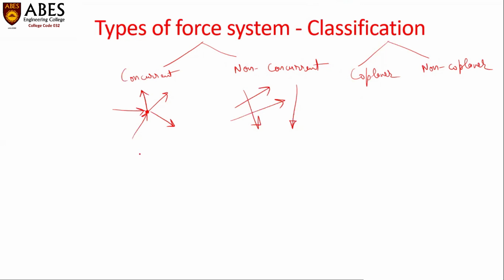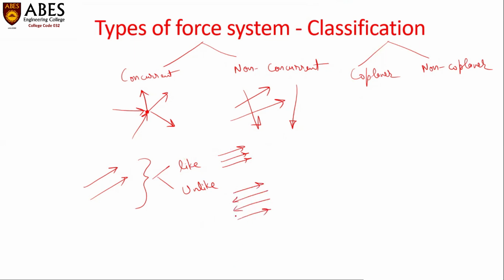One more type or category is there. It may be a parallel force system. And a parallel force system is of two types, like and unlike. If all the parallel forces are in the same direction, like this, right hand side or left hand side, it's called a like parallel force system. Otherwise, if forces are acting in opposite directions like this, this type of parallel assembly of forces is called an unlike parallel force system.